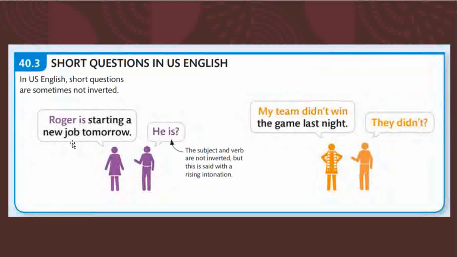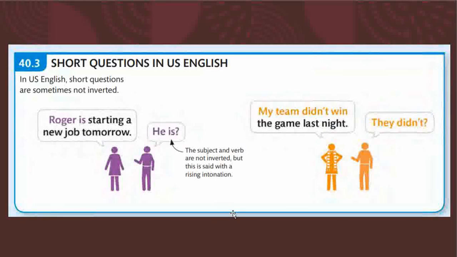Example: Roger is starting a new job tomorrow. He is, and it is supposed to be a question. The subject and verb are not inverted, but this is said with a rising intonation. He is? My team didn't win the game last night. They didn't? And this is the way a question is asked in US English. But in UK English, it is unacceptable.